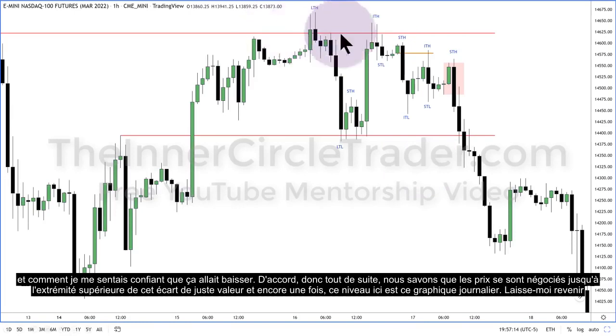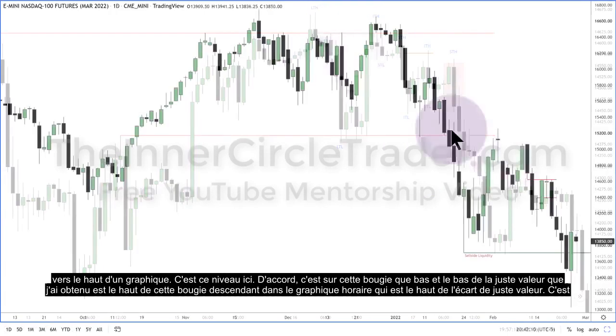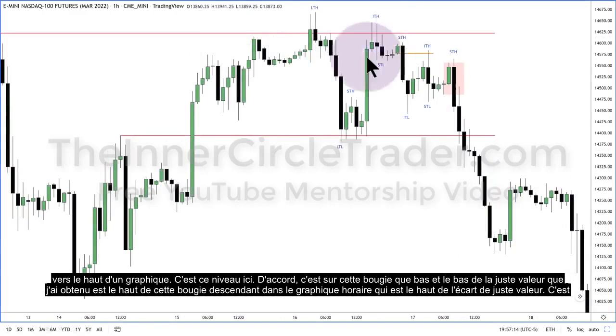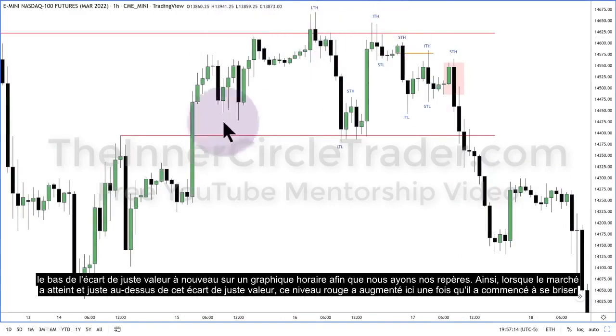And again, this level here is that daily chart. Let me go back up one chart. That's this level here. Okay, it's on this candle, that low, and the low of the fair value gap is this candle's high. Dropping down into the hourly chart, that's the high end of the fair value gap. This is the low end of the fair value gap. Again, on an hourly chart. So that way we have our bearings.